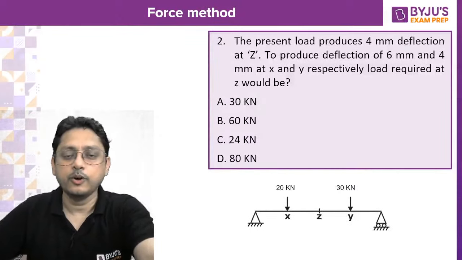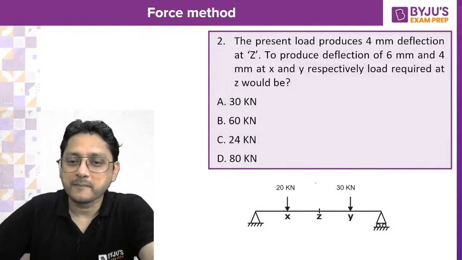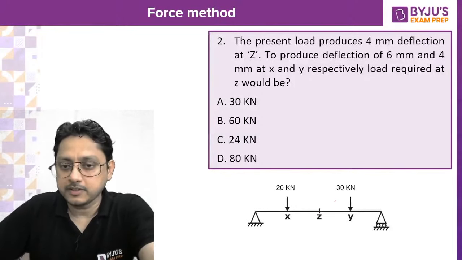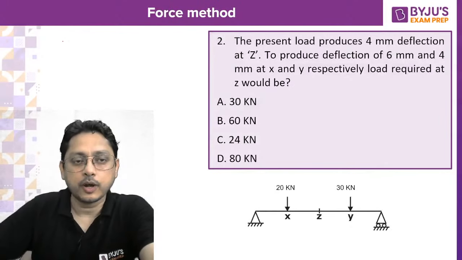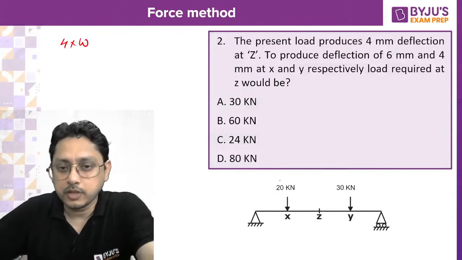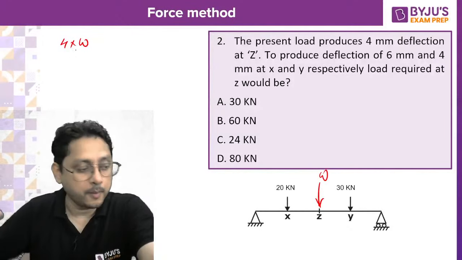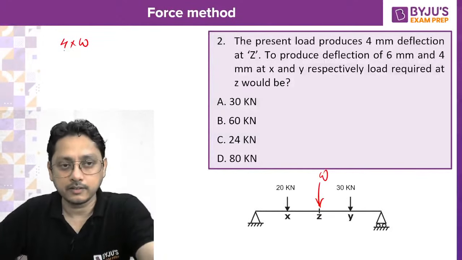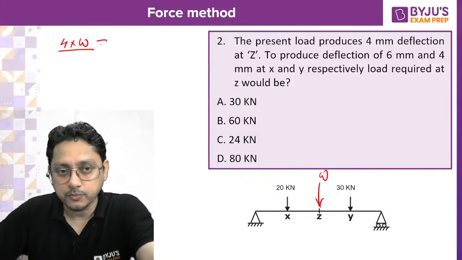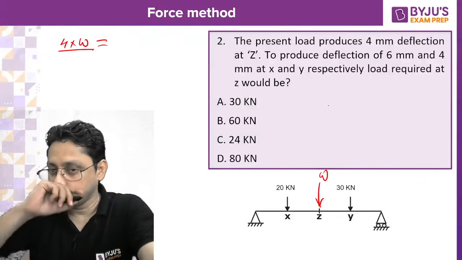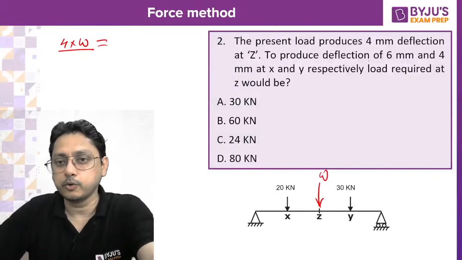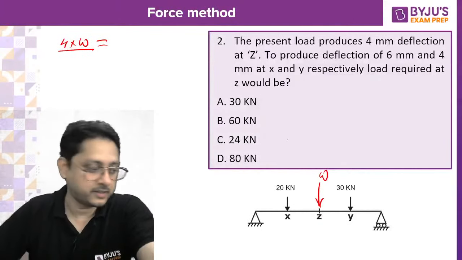Okay, so here you apply. The deflection produced by this system of force, that is 4 mm, multiplied by W, which I am going to keep at this location. So W into 4 mm, the virtual work done, must be equal to the virtual work done by the other system: when you keep the load W at the center, the deflections produced are 6 mm and 4 mm at these two places, X and Y.